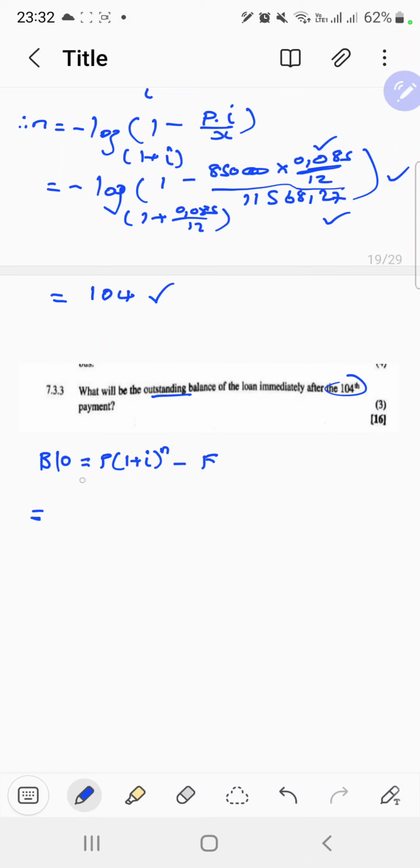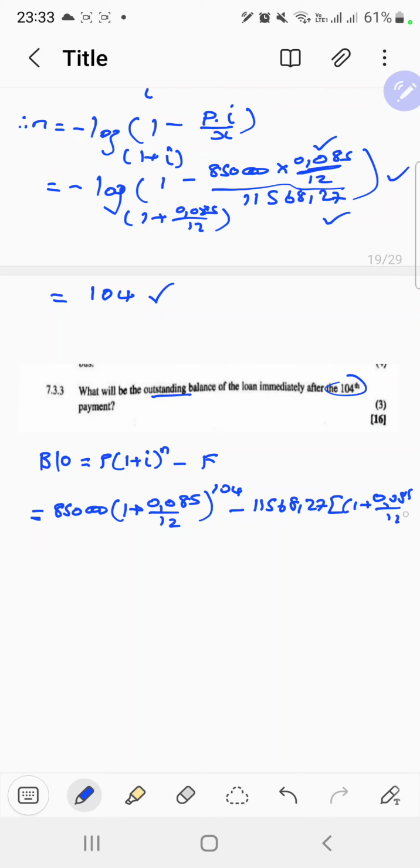So this is equal to, now this was 850,000 into 1 plus 0.085 over 12. Of course, this is to the 104. Minus the future value here is 11,568.27 into, not like that, but like this, 1 plus 0.085 over 12. Whew. Okay, so it's not really working out.